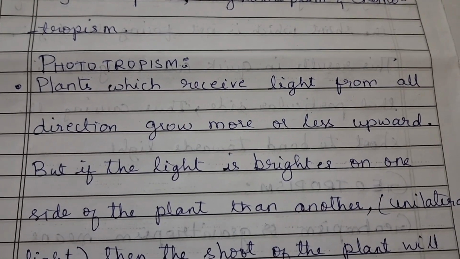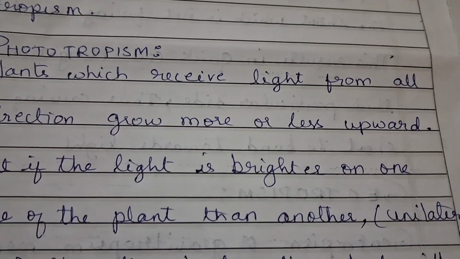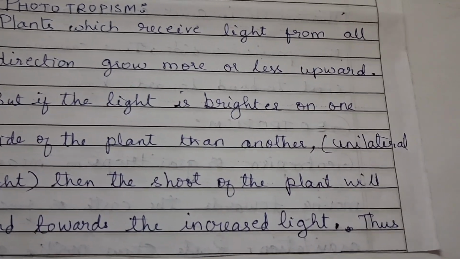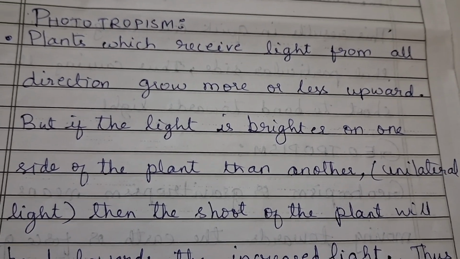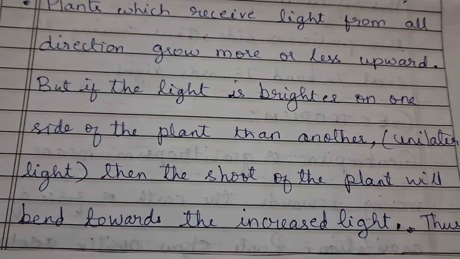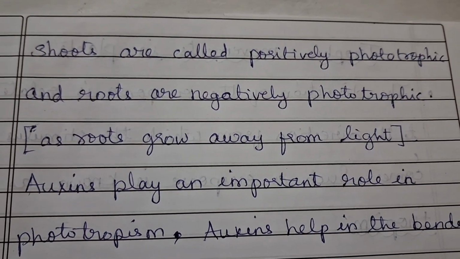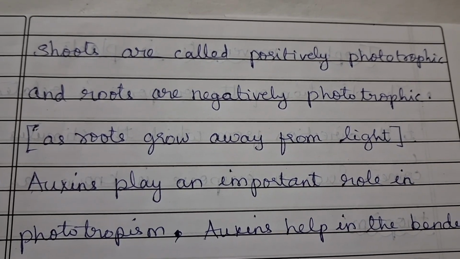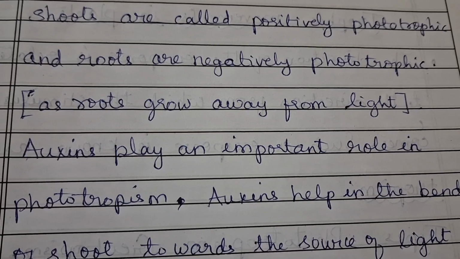Phototropism: plants which receive light from all directions grow more or less upward. But if the light is brighter on one side of the plant than the other, that is unilateral, then the shoot of the plant will bend towards the increased light. Thus, shoots are called positively phototropic and roots are negatively phototropic as roots grow away from light.